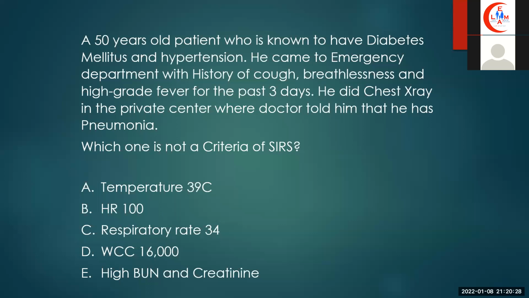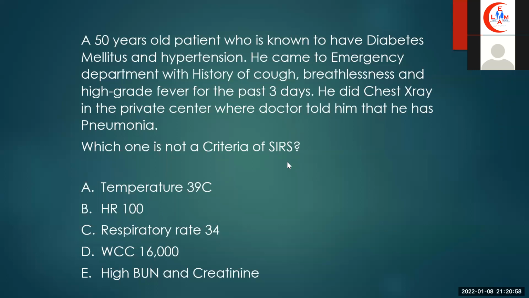80% participated, and now these are the results. The high urea and creatinine is not in the criteria of SIRS. Okay, this is the correct answer, the high urea and creatinine. It is not one of the parameters of the SIRS, systemic inflammatory response.